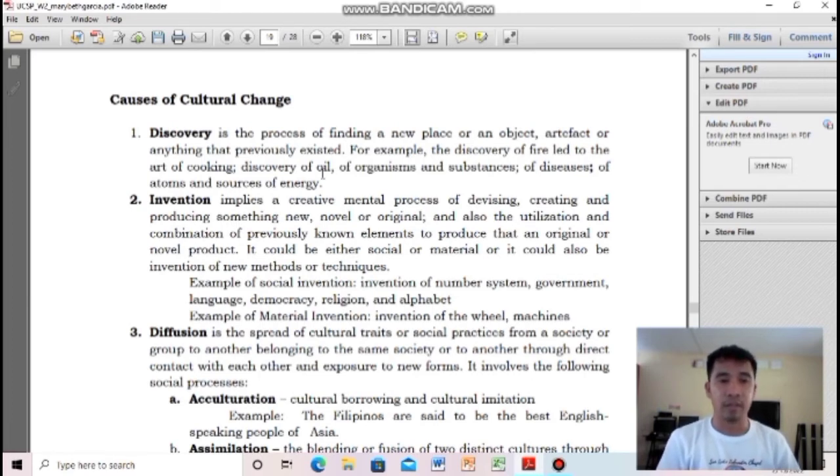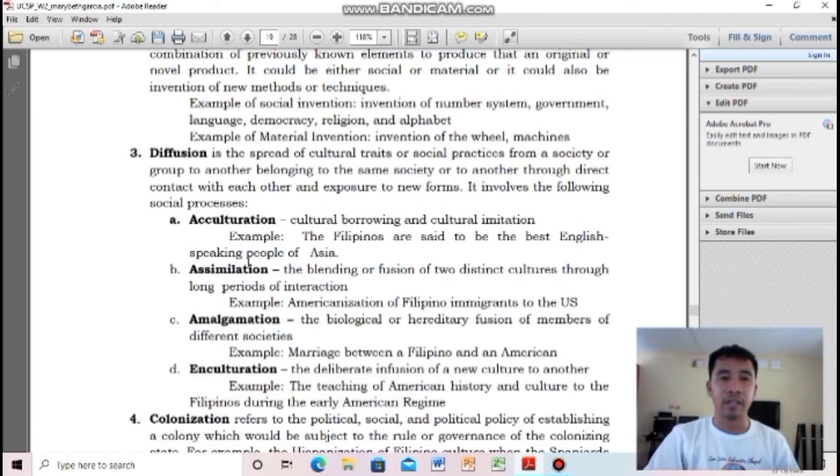Next is diffusion. Is the spread of cultural traits or social practices from a society or group to another belonging to the same society or to another through direct contact with each other and exposure to new forms. Mga nag-diffuse, nag-spread siya within group or across the group. Examples of mga social processes is your acculturation, assimilation. Ang acculturation, cultural borrowing o ginhulam mo lang kag-imitate, are said to be best English-speaking people of Asia o ang paghambas ng English kaya ito nga dapat ma-Filipino kita but we borrow, that is acculturation.